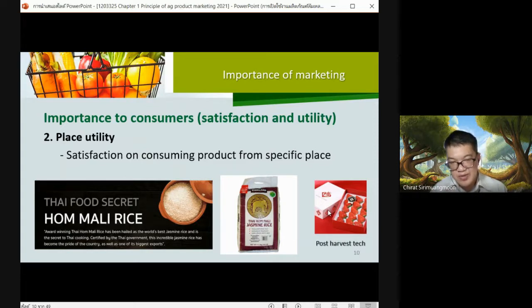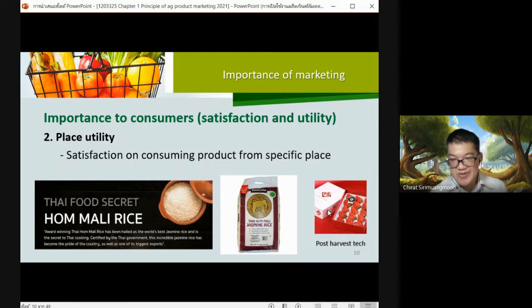If you want to have rice in USA, you may go to the Thai restaurant, then consume it. So this means you can have the specific products that you need almost everywhere right now. Why is this important? Because marketing can serve and create consumer satisfaction, like in this case or the last pictures.